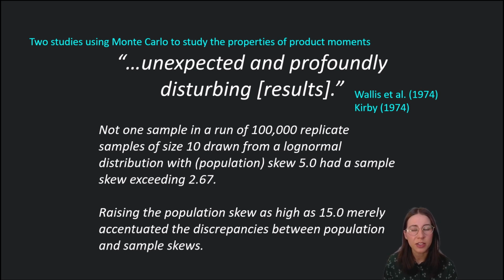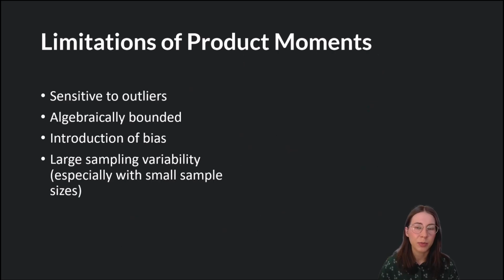If our goal is to estimate an unknown population from a sample, we need to know that the sample produces a reliable estimation of the population. Because product moments are calculated from powers of the deviation of the mean, they tend to be very sensitive to outliers. Product moments are also algebraically bounded. For example, the variance can never be larger than the square root of the sample size minus 1, no matter what the true variance is. What this means for us is that it potentially introduces bias and error, especially with smaller sample sizes.